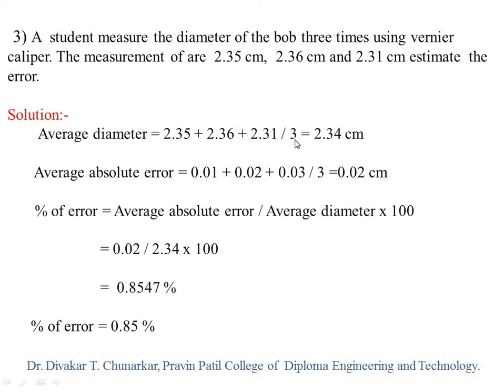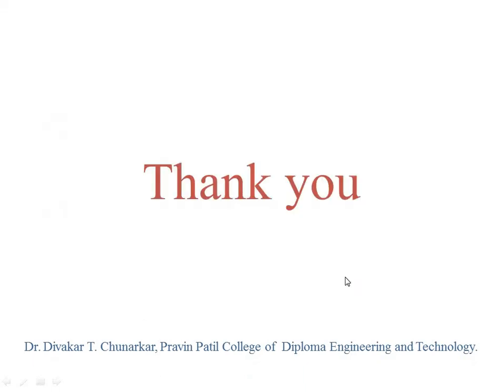Add the 3 values and divide by 3. So 2.34 is the average diameter. And again we subtract this value from the given values in the numerical problem. So our average absolute error is 0.02 centimeter. Then for percentage of error, the same formula we have to use: 0.02 upon 2.34 into 100. So our answer is percentage of error 0.85. So students, I stop here. Thank you very much.